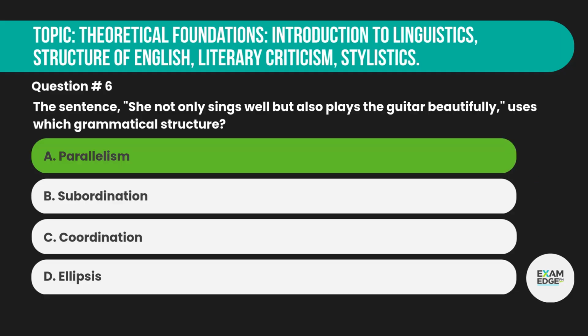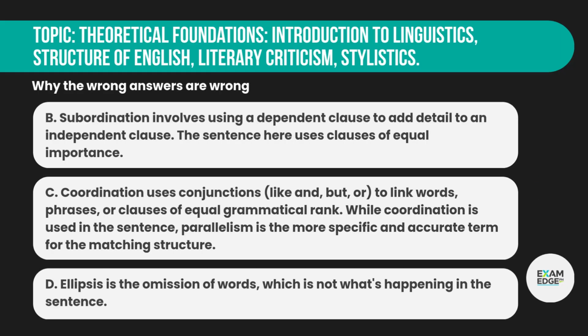Correct answer. A. Parallelism. Why the wrong answers are wrong? B. Subordination involves using a dependent clause to add detail to an independent clause. The sentence here uses clauses of equal importance. C. Coordination uses conjunctions like and, but, or, to link words, phrases, or clauses of equal grammatical rank. While coordination is used in the sentence, parallelism is the more specific and accurate term for the matching structure.